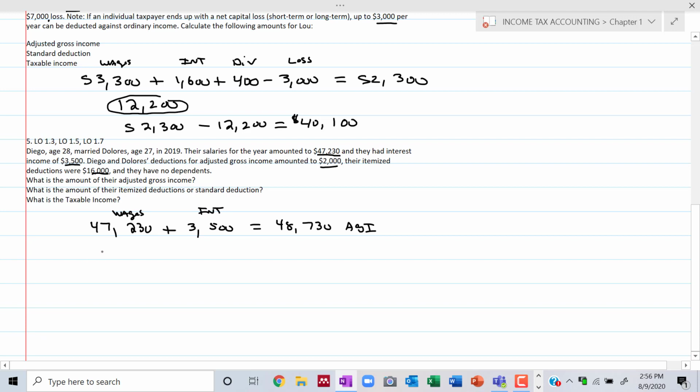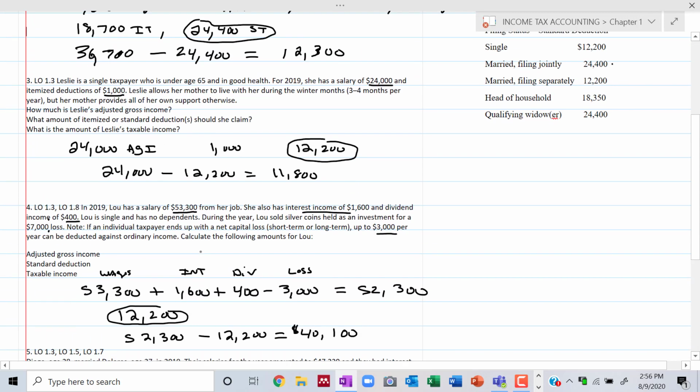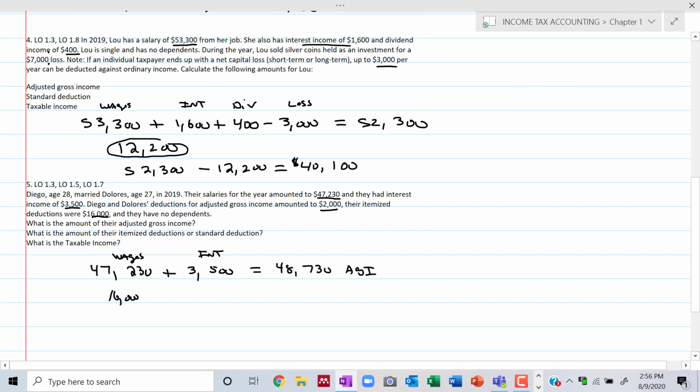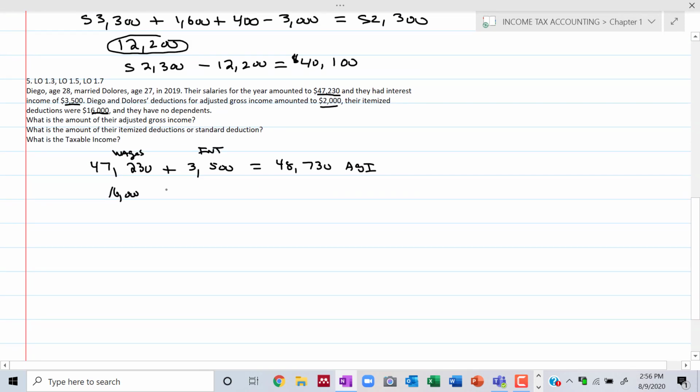Next, what is the amount of their itemized deduction or standard deduction? In the narrative, they note that their itemized deductions are 16,000. And according to the table to the right, for them being married, I'll scroll up. Married filing jointly is 24,400. So of course you're going to choose the greater of the two, which will be the 24,400 in this narrative.